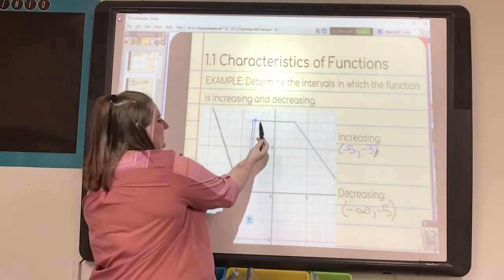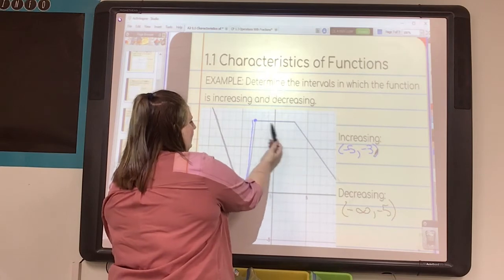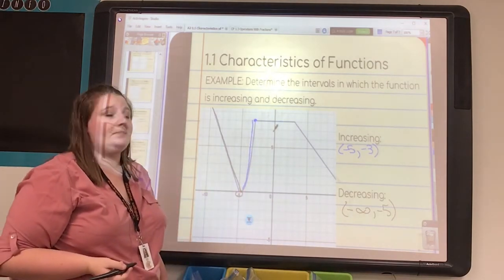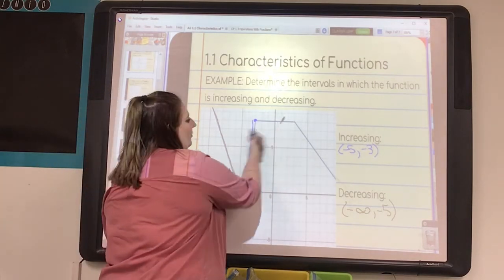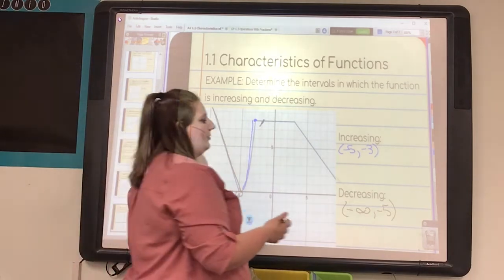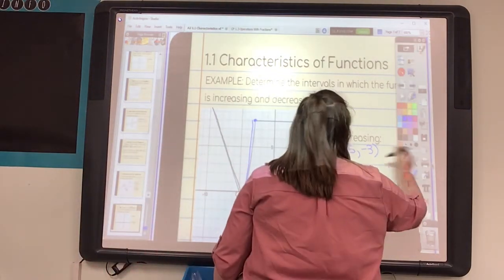All right, next, as we continue to move to the right, our graph doesn't move up or down any. Our y value stays the same. So for this middle part here, we're not increasing or decreasing. We're staying constant. So we don't include that when we ask for increasing and decreasing.